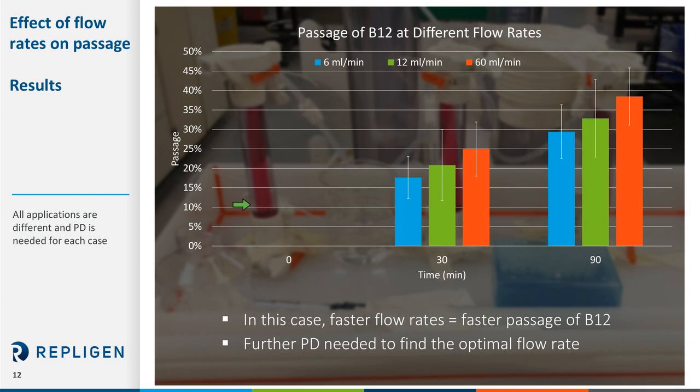Optimal isn't always the fastest, especially if you're dealing with a buffer that is onerous to make or something that's just costly. So you may want to find your optimal low flow rate to try to conserve buffer. So I hope that explained the concept of dynamic dialysis, the systems we have to offer, and the PD that is needed to get a process underway. Now I'm going to turn it over to Cassidy, who's going to go over some practical applications.